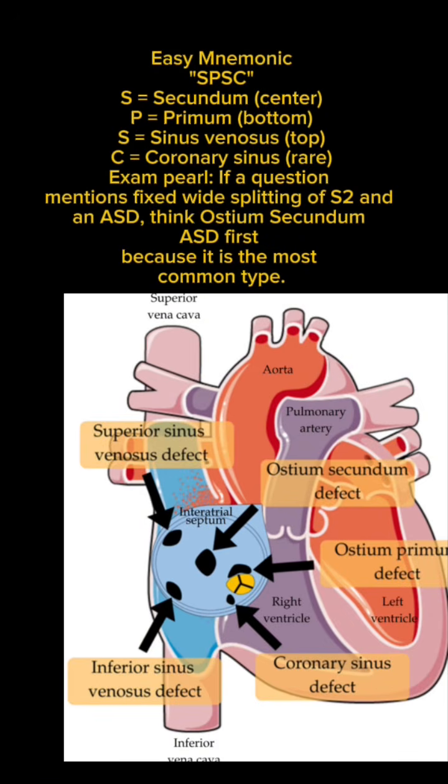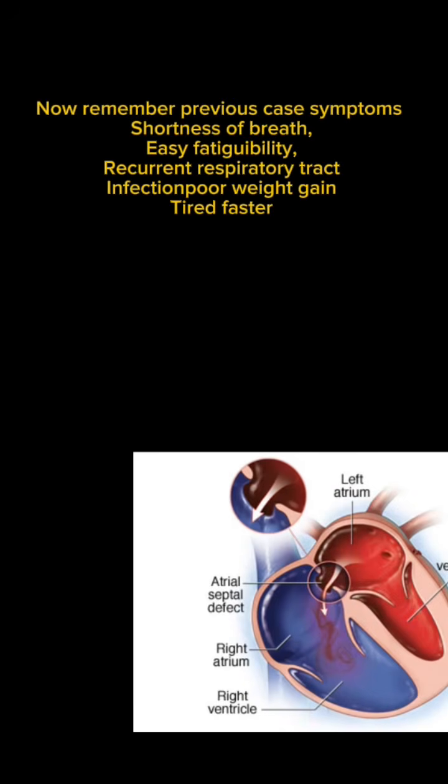Exam pearl: if a question mentions fixed wide splitting of S2 and an ASD, think ostium secundum ASD first, because it is the most common type. Now remember previous case symptoms: shortness of breath, easy fatigability, recurrent respiratory tract infection, poor weight gain, tired faster.